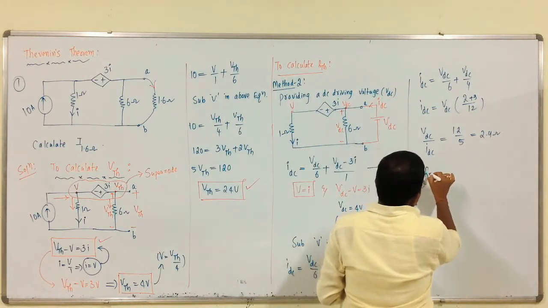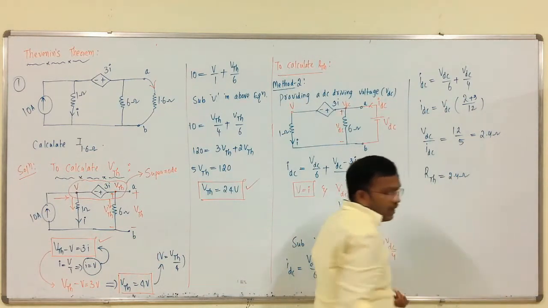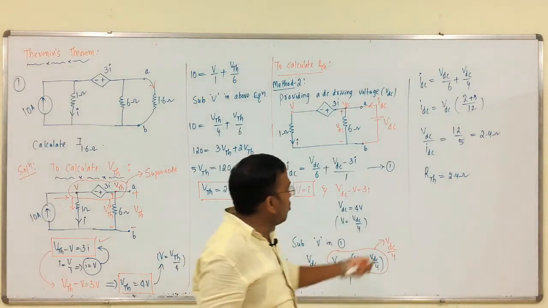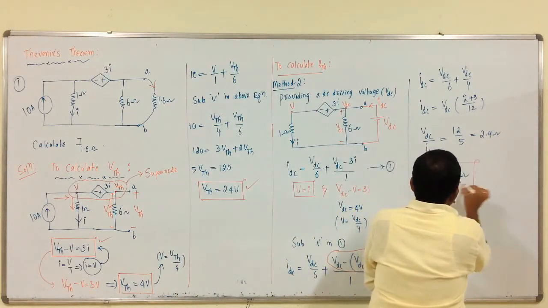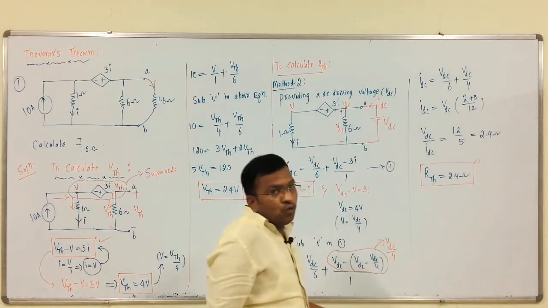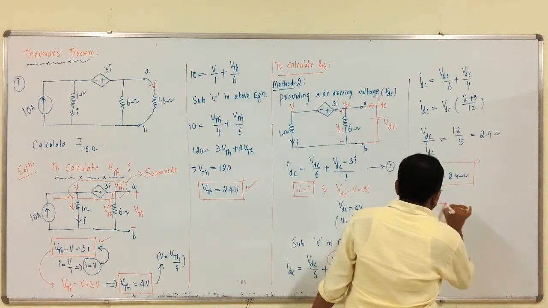So, this RTH is nothing but 2.4, correct? From method 1 we got RTH as 2.4, and from this method also we got RTH as 2.4. Therefore, what is the Thevenin's equivalent circuit?